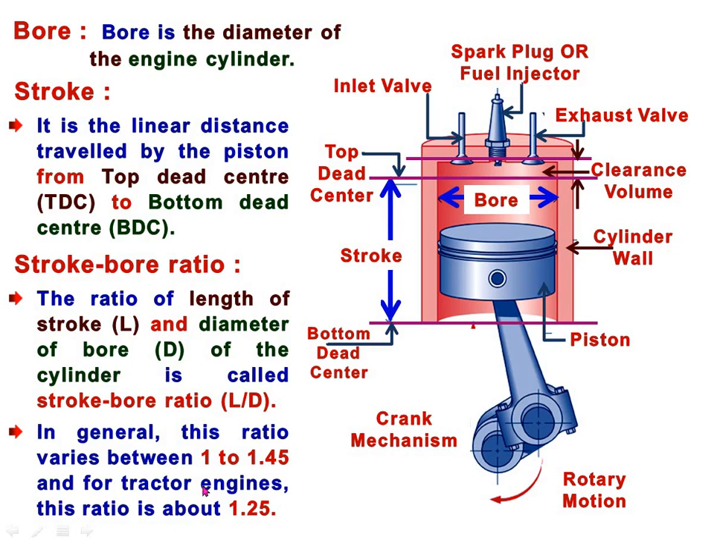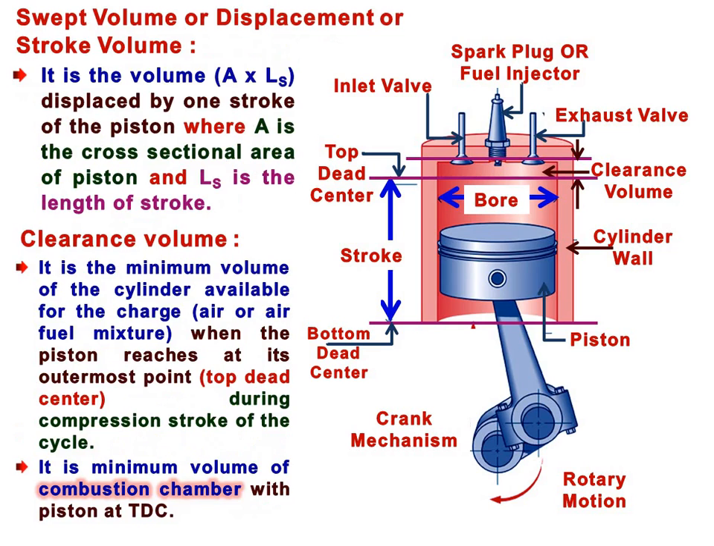And for the tractor engine, this ratio is about 1.25. Particularly for the tractor engine, the stroke bore ratio is taken as 1.25, meaning the height of the cylinder is 1.25 times the diameter of bore of the cylinder in case of our tractor engine.